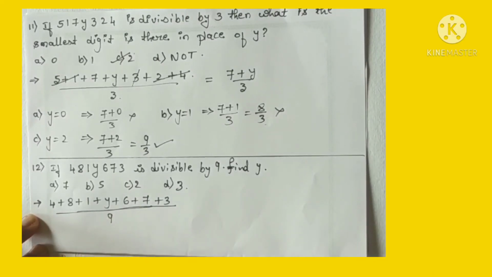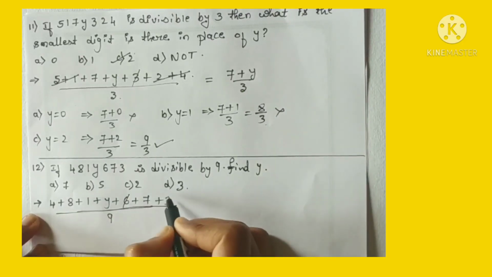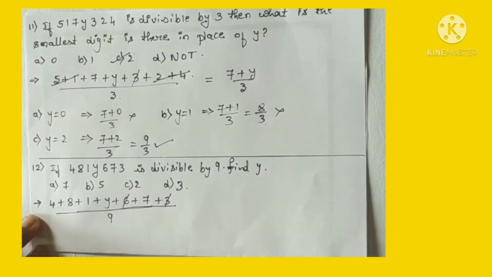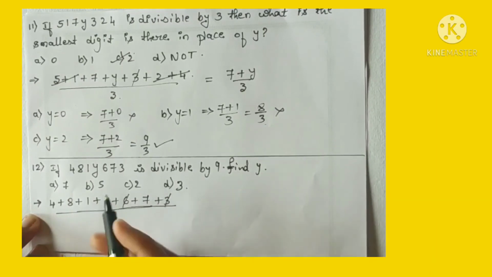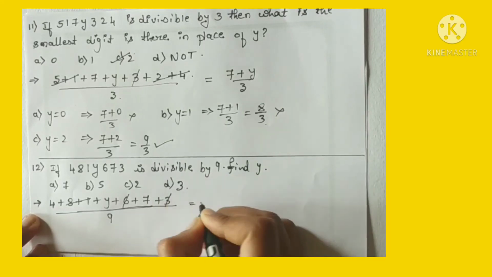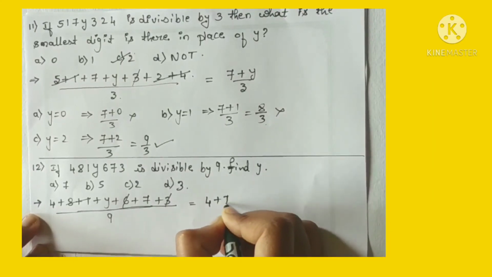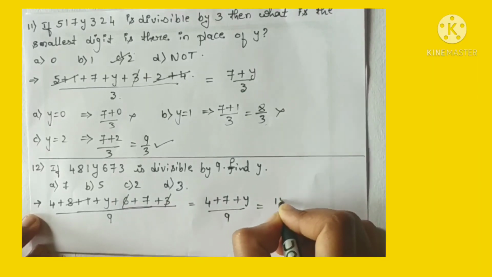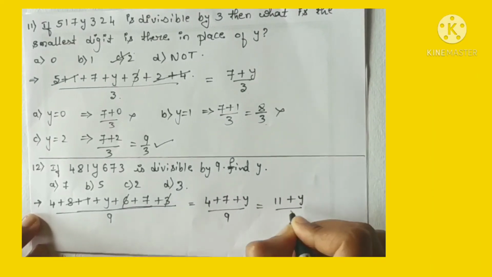Now I directly cut off the numbers which are divisible by 9. Here 6 plus 3 is equal to 9, so it is directly cut off. Then 8 plus 1 is equal to 9, also directly cut off. Here the remaining is 4 plus 7 plus y divisible by 9, which is 11 plus y.